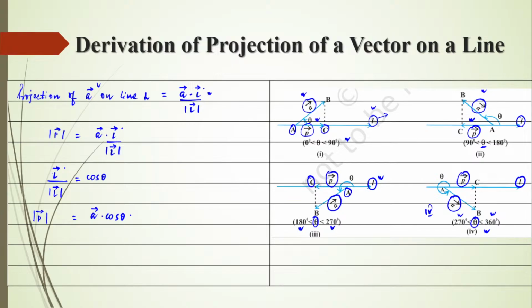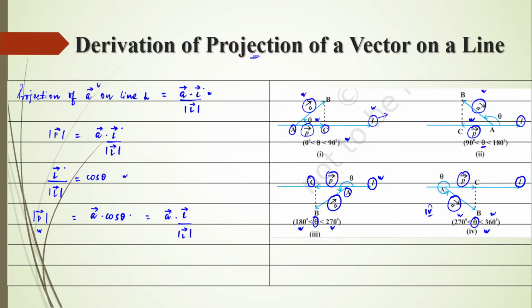So hope there is no problem to understand the complete details related to the projection of a vector on a line. The magnitude of the projection vector we say projection. So projection of a vector on a line equals vector A into cos theta, which equals vector A dot vector L by magnitude of vector L.